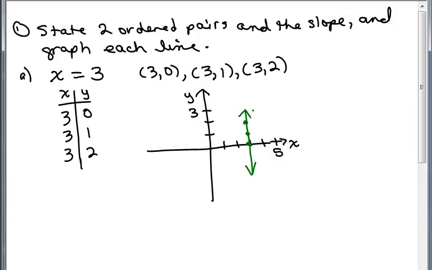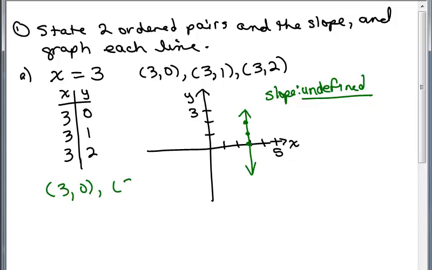And the slope of a vertical line is undefined. So the slope is undefined. Now, you could also get the slope by using the formula for slope. So you take any of those 2 points. Let's say we take (3, 0) and (3, 1), and we use the formula for slope.